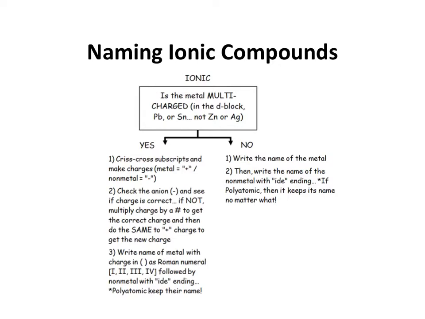So any element that's in a column with a charge, or zinc or silver, automatically gives you a no answer, and then all you do is write the name of the metal, followed by the name of the nonmetal with an IDE ending. And polyatomic ions still keep their name. So it's very important you remember to ask yourself that question all the time. If the answer is yes, you do a defined set of steps. If it's no, you do another set of steps. If you answer yes, it's multi-charged, then you better see the charge in parentheses as a Roman numeral.